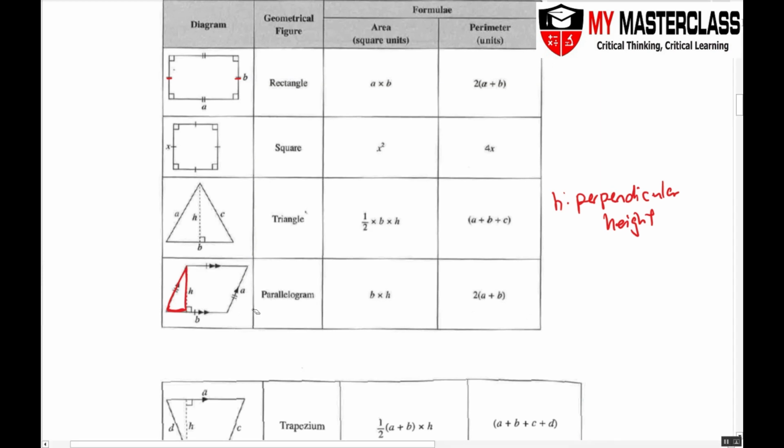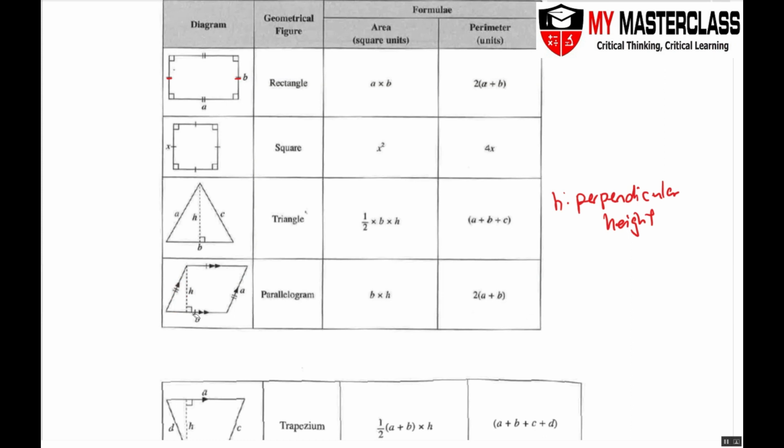Same thing, this height here is your perpendicular height. That's why you see a 90 degrees here. Then your perimeter is just the sum of your length and breadth of your parallelogram.